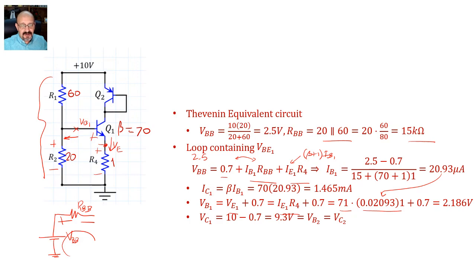Now the last step, find the voltage on the collector. We're almost done with the problem. There's 10 volts from the top, 10 volts right here, minus 0.7. That gives the voltage on the collector, 9.3. And I believe that pretty much ends the problem.